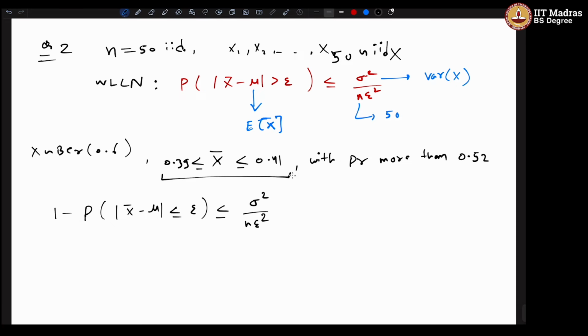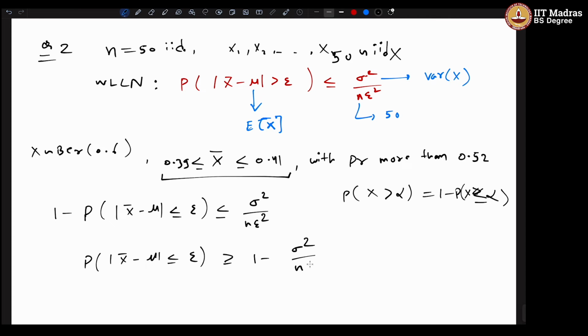So it is just like something greater than; we have this property, that the probability of x greater than alpha can be written as 1 minus probability of x less or equal, sorry, less or equal alpha. Right, so I'm using this property here. And now I can simplify more. I can write this as P of |x bar minus mu| less or equal epsilon, greater or equal. I'm sending this term to the right hand side, and the right hand side term to the left hand side. So that will become 1 minus sigma square by n epsilon square.